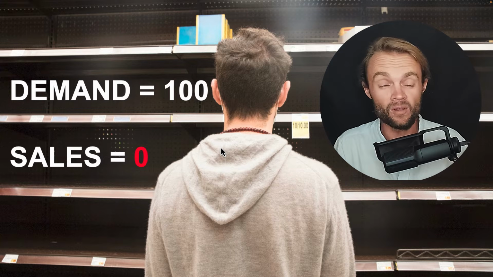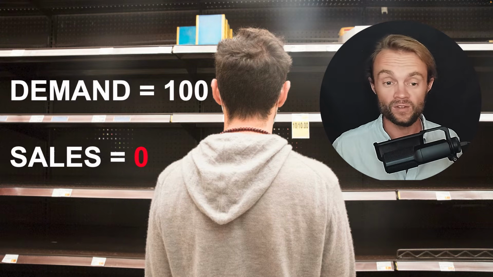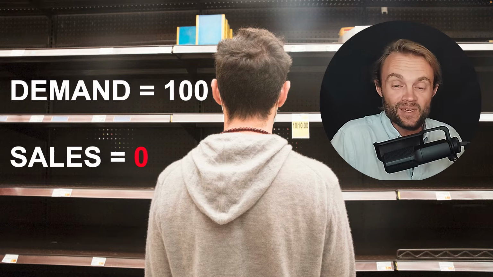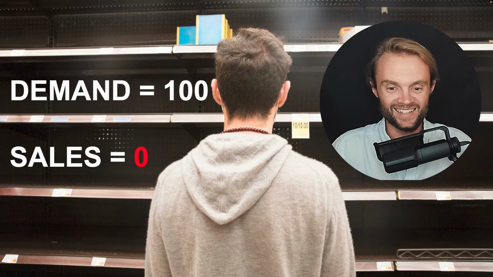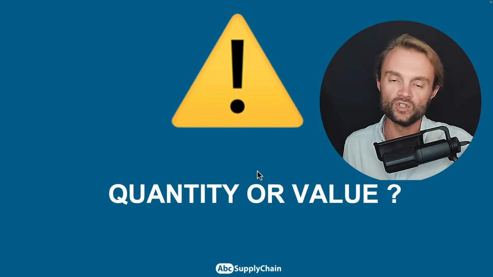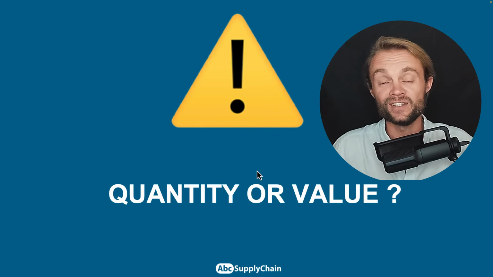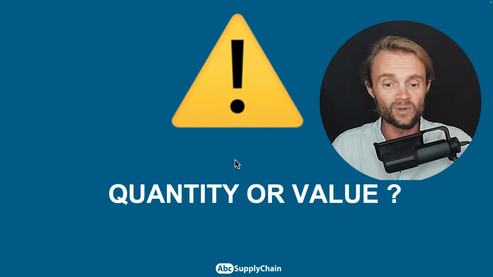I see a lot of people, because they don't have the right data, they just do nothing. Tracking a KPI, even if it's not perfect, will be better than not tracking anything at all. Okay, so that was the first one. And the second one, should you track the forecast accuracy in quantity or value? That's a good question as well.